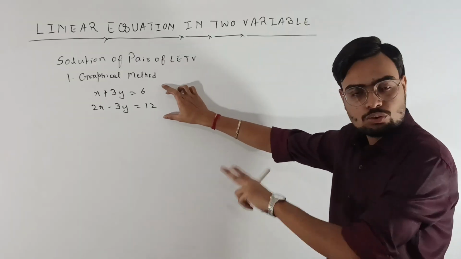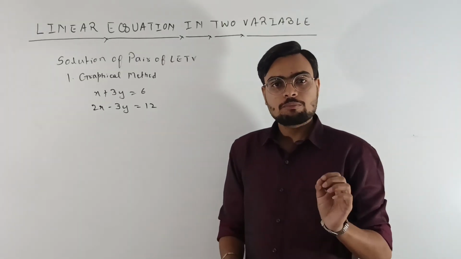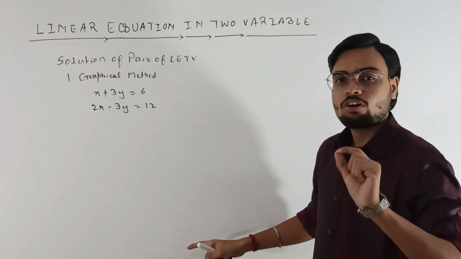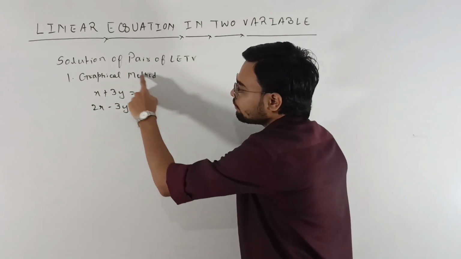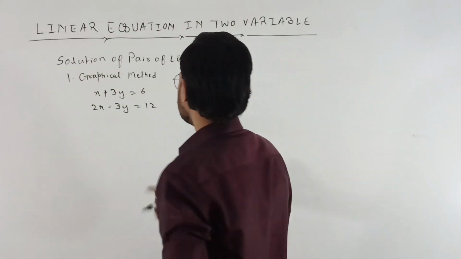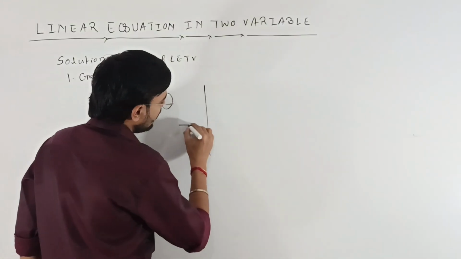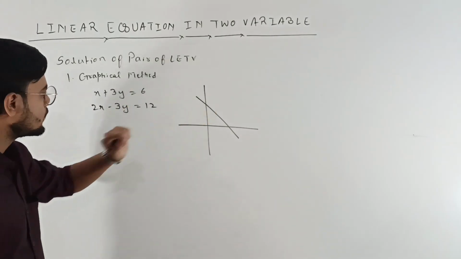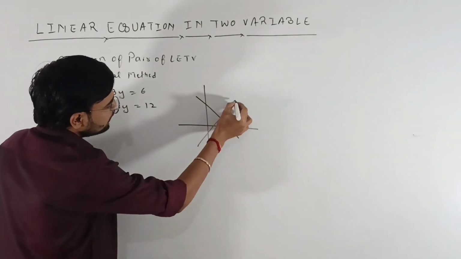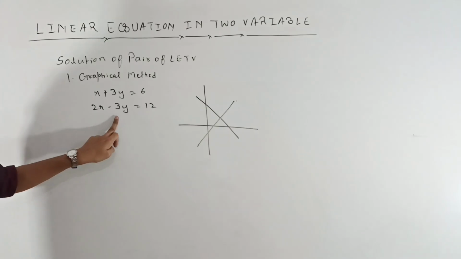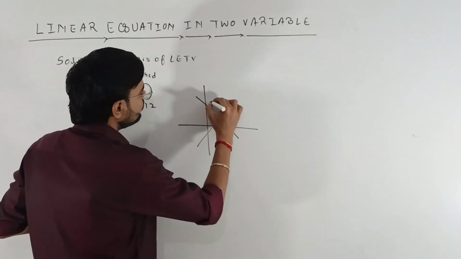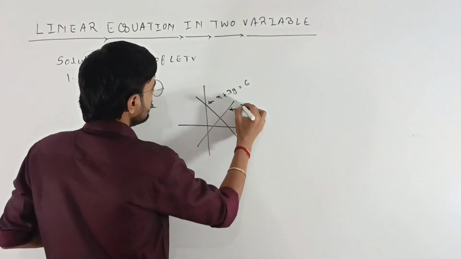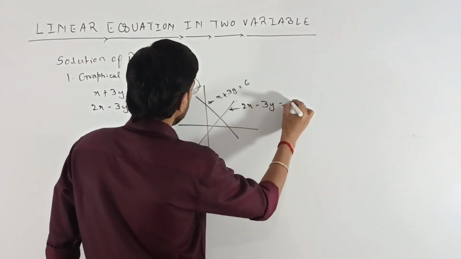Now after drawing the graph for these two equations, the point at which the graphs for these equations intersect, the coordinate of this point is called the solution of this pair of linear equation. Suppose this is our graph paper and this line is the graph for this equation x plus 3y is equal to 6. Okay, and this line is the graph for this equation 2x minus 3y is equal to 12.